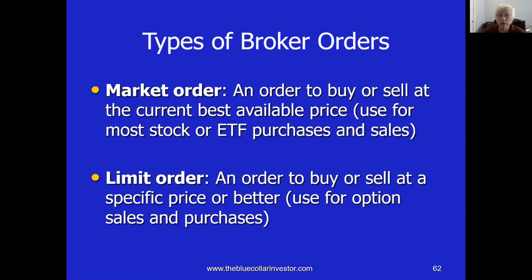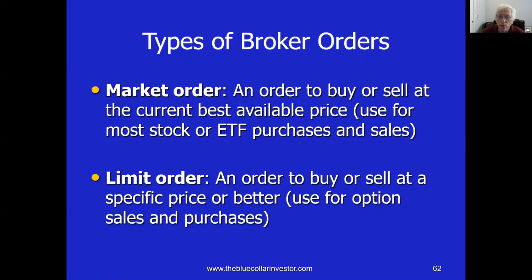Now, there are several types of broker orders. The 2 main ones are market orders and limit orders. A market order is an order where we instruct our broker to buy or sell at the current best available price. We're leaving it up to them to find the best price for us. I use these when I'm buying or selling a stock or an exchange-traded fund. Usually the liquidity of these underlying securities is large enough so that we're getting a fair price by using the market order. And those are usually executed very quickly.